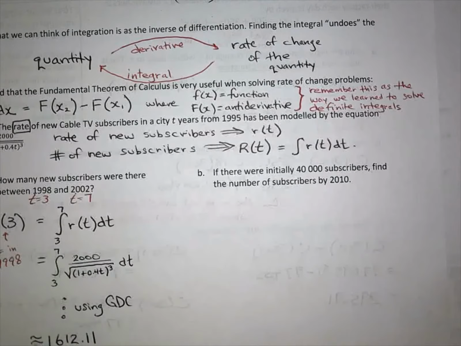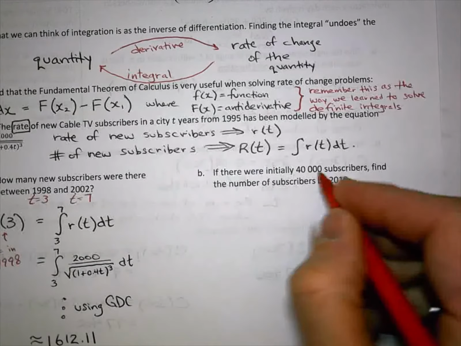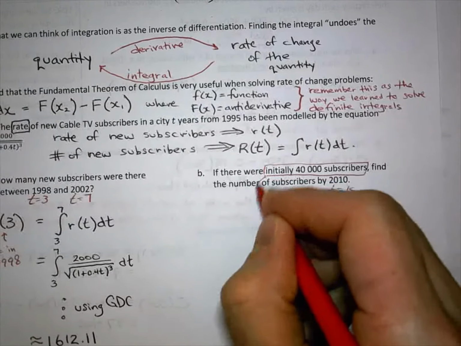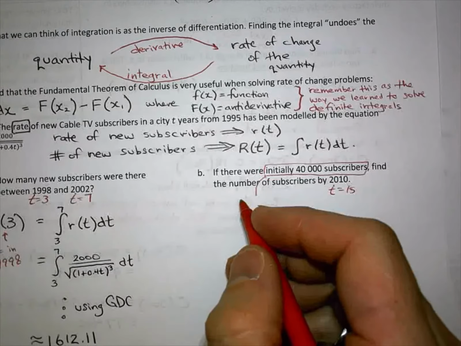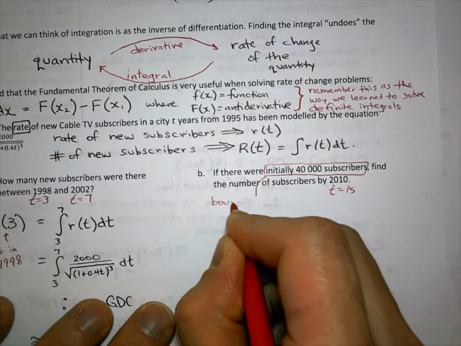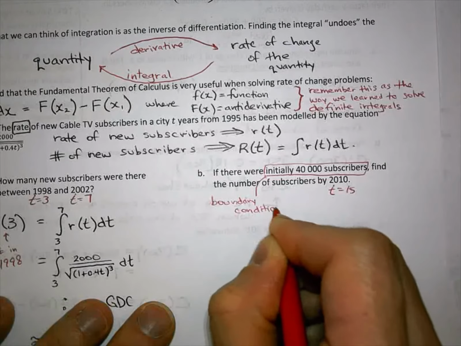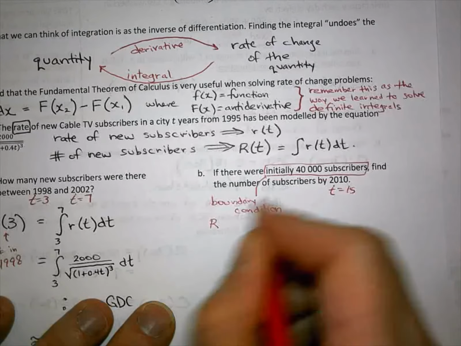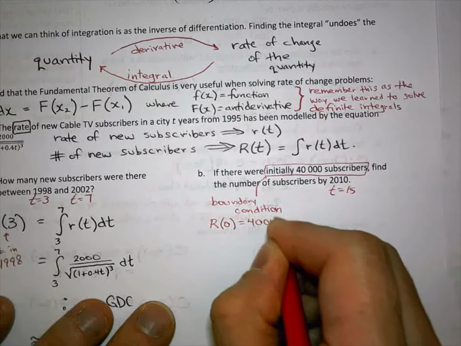If there are initially 40,000 subscribers, find the number of subscribers by 2010. So this 2010 is t is equal to 15. What's this? Initially 40,000 subscribers. Again, we have to decode this a little bit. This is an initial condition, or you might even call it a boundary condition. This is not the rate of change, the number of subscribers. So this is initially, so R at 0, big R at 0 is 40,000.